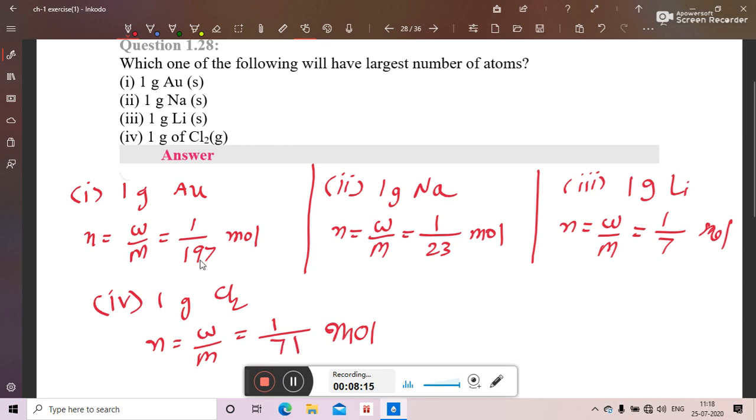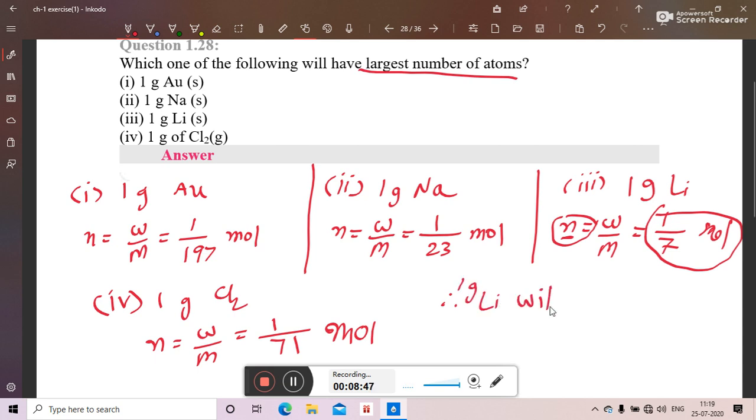So here we will see that 197 is there, 23 is there, 7 is there, and here denominator is 71. So that means in case of lithium, denominator is less. So number of moles will be more, because number of moles and molar mass are inversely proportional. So 7 is the least molar mass. So number of moles will be the maximum in case of lithium. And if number of moles in lithium is more, that means it will be having largest number of atoms. So therefore, 1 gram lithium will have largest number of atoms.